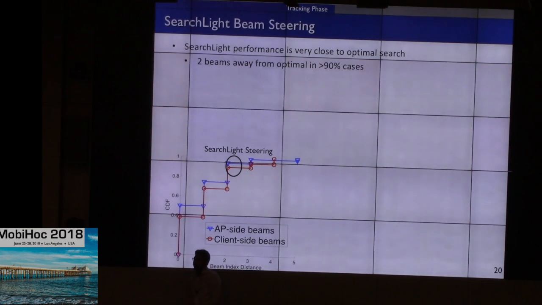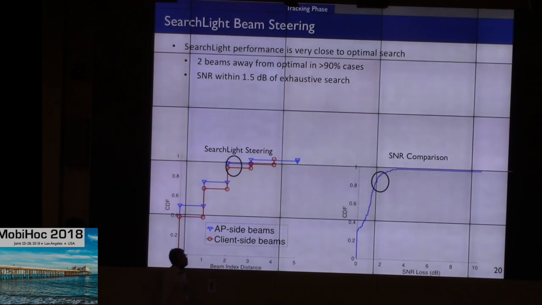Next, we look at the beam steering accuracy in SearchLight. To capture this, I'm using a metric called beam index distance. This captures how far you are in beam search space as compared to the optimal beam which would be discovered from an exhaustive search. A beam index distance of 0 means that we actually predicted the correct beam with the highest signal strength, whereas if we are off by a couple of beams, that means we are off by that many beam indexes in the search space. Here we can see that for both the access point side and the client side beam selection, SearchLight is within 2 beams at most of the optimal search for more than 90% of the measurement instances.